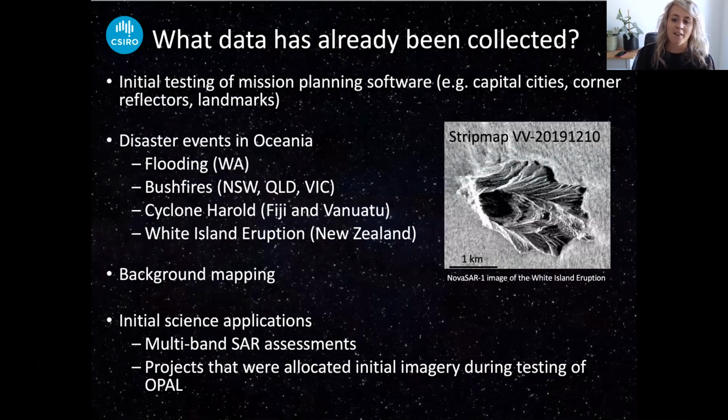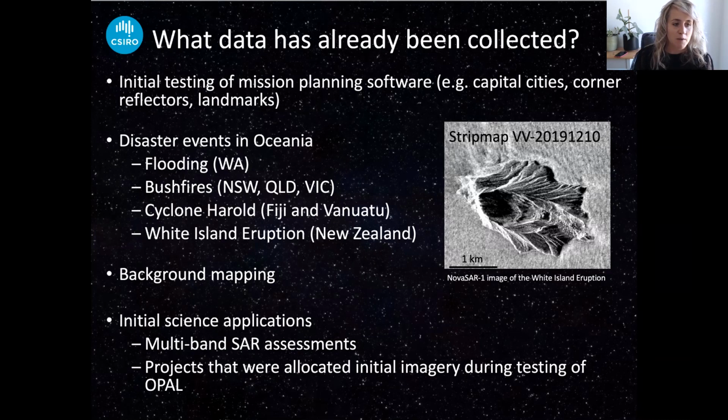So I mentioned earlier that we've been acquiring data on an increasingly regular basis for almost 12 months. And this data has been collected for a number of purposes. So firstly, for testing out the mission planning software, learning how to task the satellite and how to use up all of our capacity in the most efficient way. And these types of images have been acquired over capital cities, corner reflectors, and other landmarks.